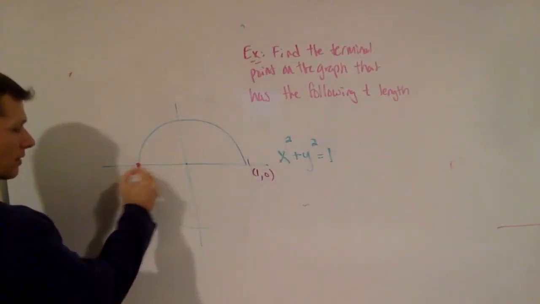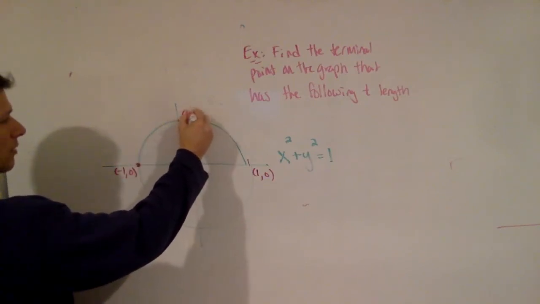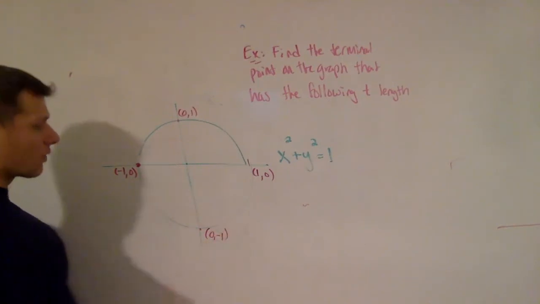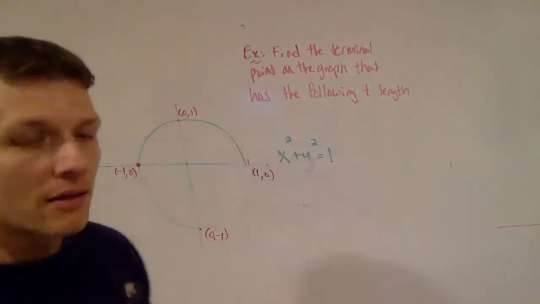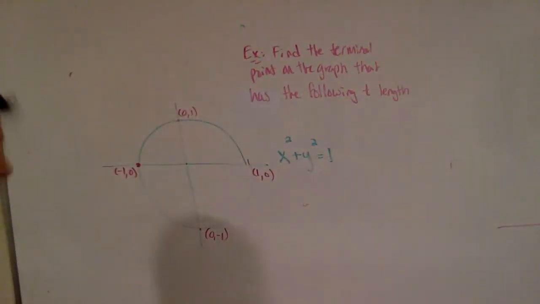This is another point. This is the point negative 1, 0. This is the point 0, comma 1. This is the point 0, comma negative 1. All those points satisfy this equation. So they're on this circle. Okay? Now, what we're going to do is we're going to talk about other points on this circle.